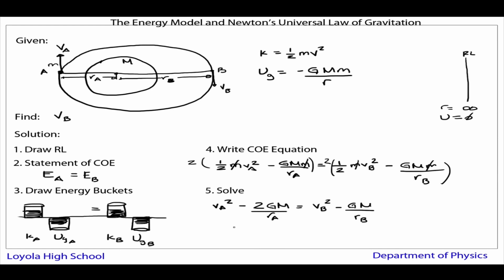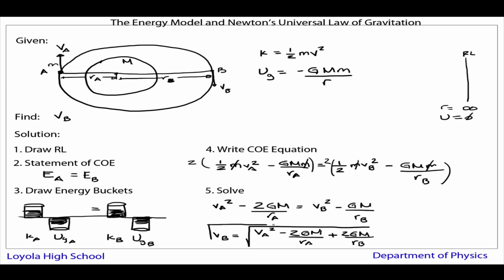Here we'll solve for the velocity B. So VB is equal to VA squared minus 2 GM over RA, and then this goes to the other side, so that becomes plus 2 GM over RB, and I take the square root of that, and that should give me the velocity at B. And then I'll box my answer.